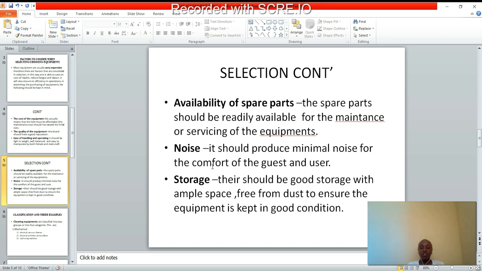Another point is noise. It should produce minimal noise for the comfort of guests and users. In housekeeping, we majorly look at the comfort of the guests or even people who are living in different places. So, in case one purchases equipment that is producing so much noise, it may cause discomfort, and that is why this is a good factor to consider.